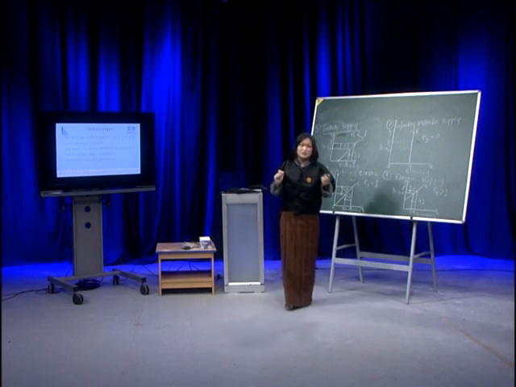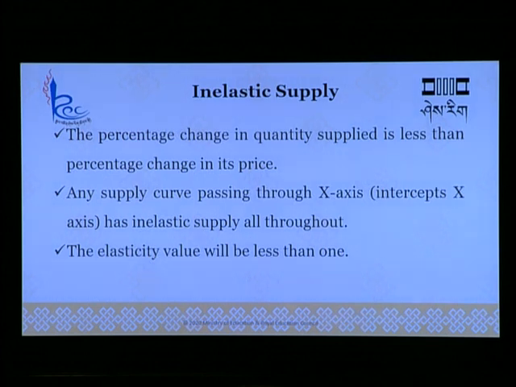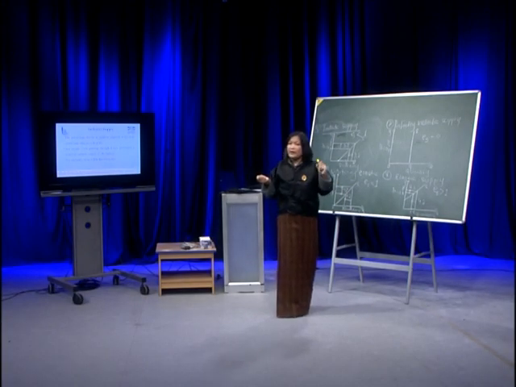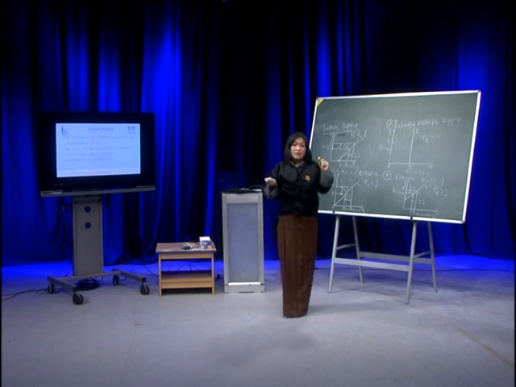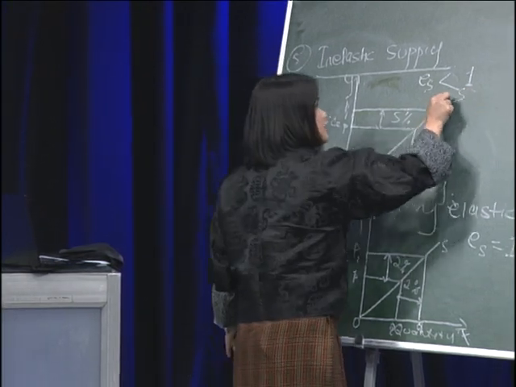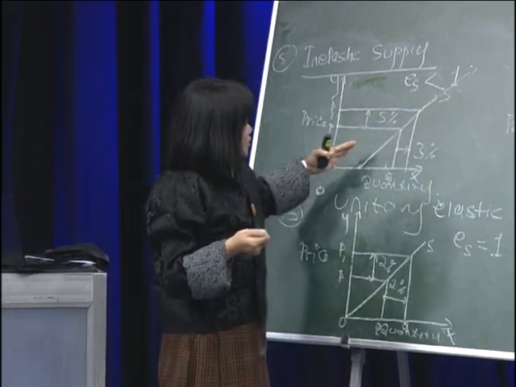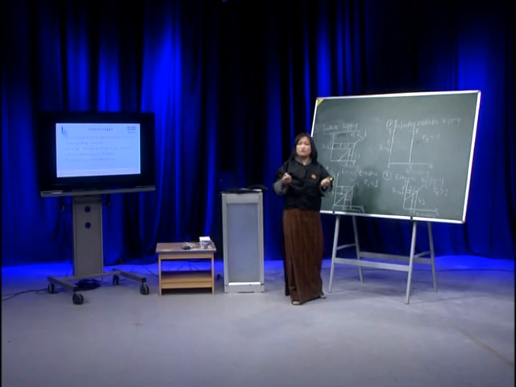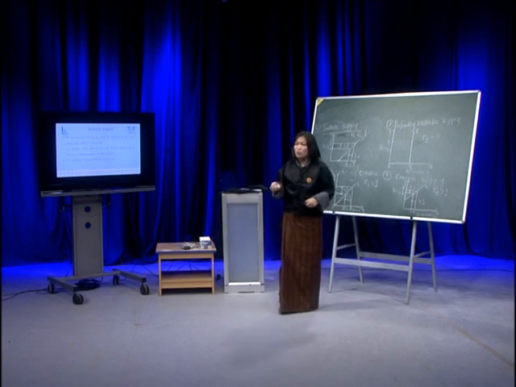So now let's look at the definition. Inelastic supply is when the percentage change in the quantity supplied is less than the percentage change in its price. Now if you look at the supply curve for this inelastic, you'll see that any supply curve passing through the x-axis, or the x-intercept, will have inelastic supply all throughout. No matter whether it stops or goes on infinitely, throughout this curve the supply will be inelastic. So the value, as we discussed, is less than 1.